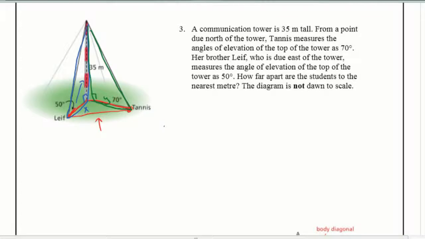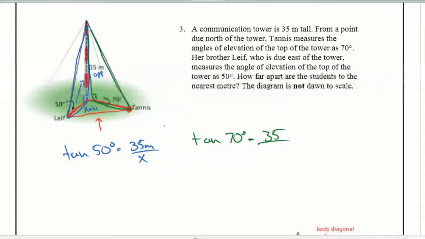If I go up here, this is my opposite, and then this X is my adjacent. So I'm going to use the tangent of 50 degrees is the opposite, 35 meters, divided by the adjacent. We'll just call it X. And then I'm going to set up the green one at the same time, because it's going to be the same equation. The tangent of 70 degrees is the opposite, which is 35, divided by the adjacent, which I'm calling Y.